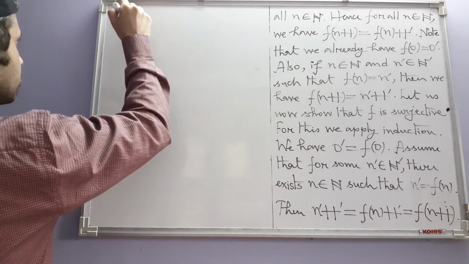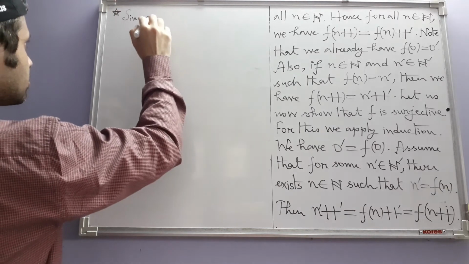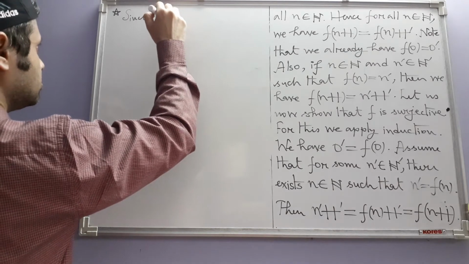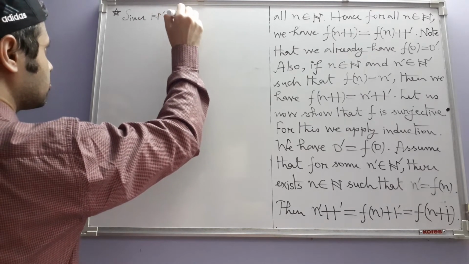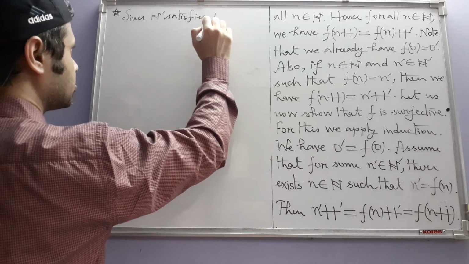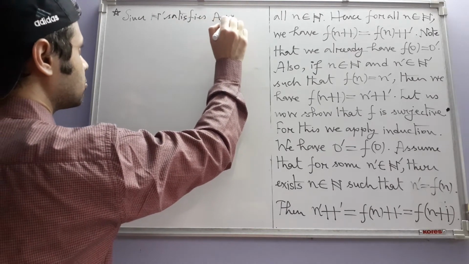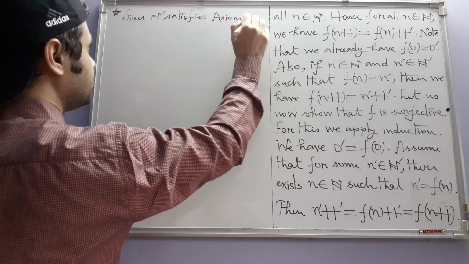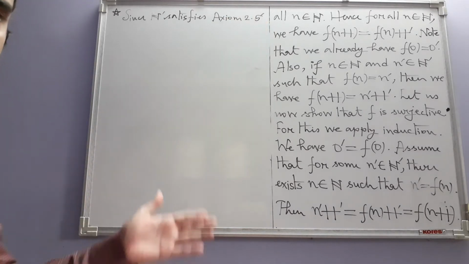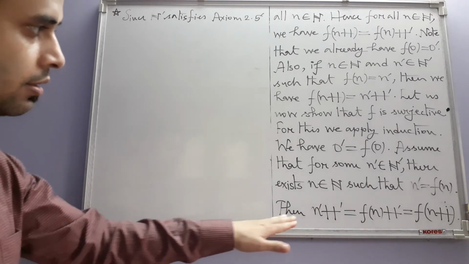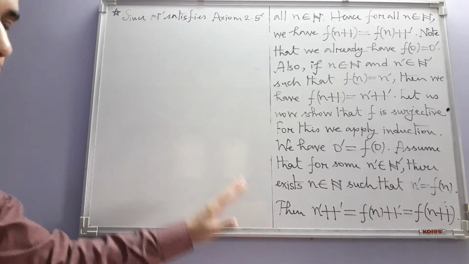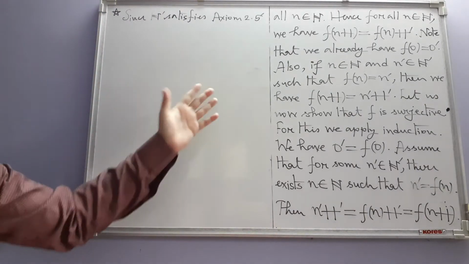Since n prime satisfies the fifth Peano axiom, which is actually the axiom of induction, that is true for n prime, and that's why whatever we are going to say in this case using induction, that will be true.